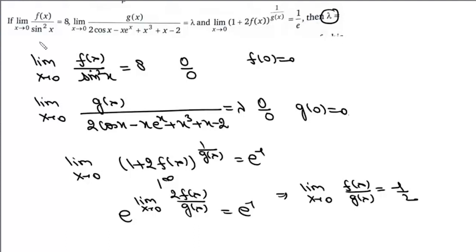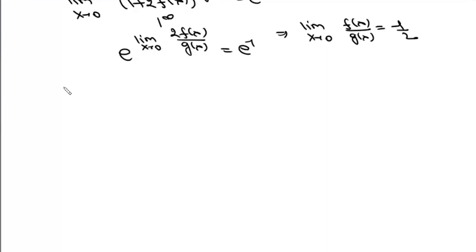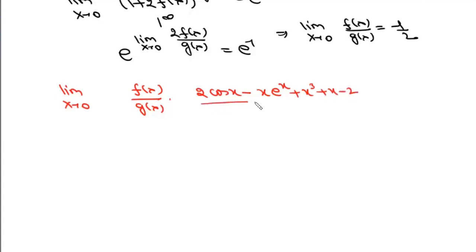Now we need to find the value of lambda. What we'll do is, we'll divide these two limits. Now if we divide them, we can write limit x tends to 0 of f(x) upon g(x) into 2 cos x minus x into e to the power x plus x cube plus x minus 2 upon sine square x, and it will be equal to 8 upon lambda.